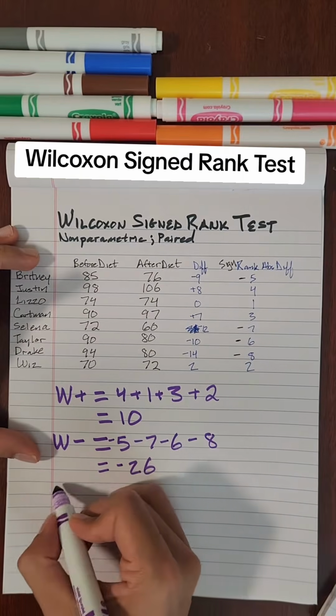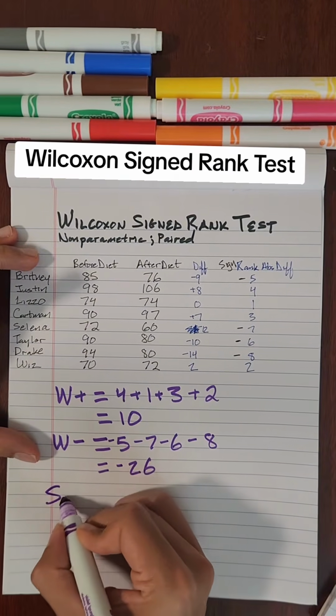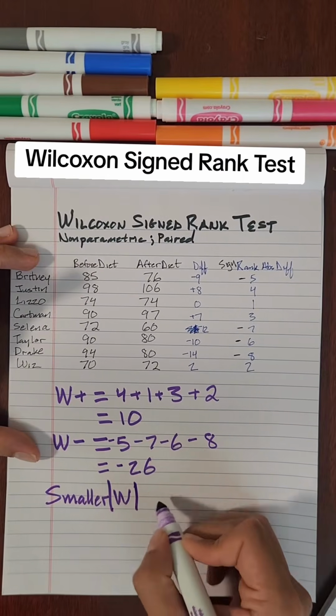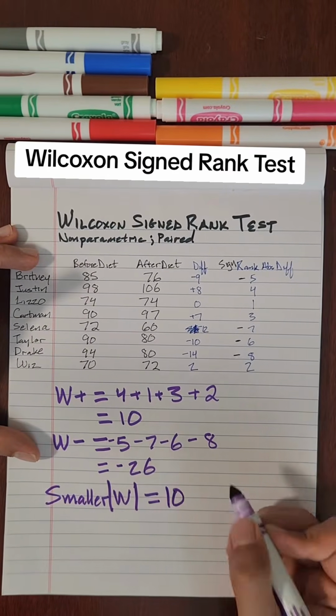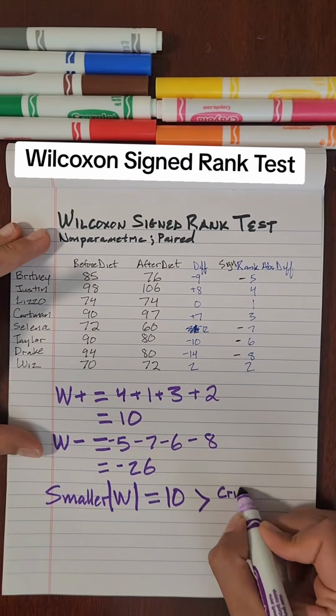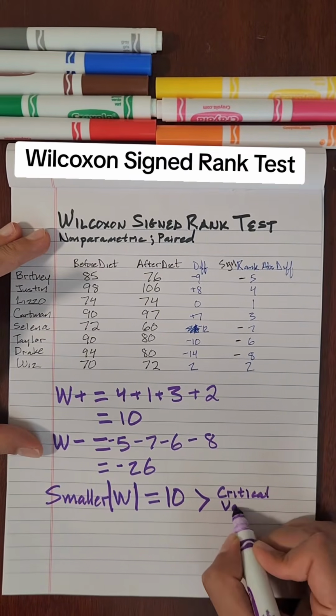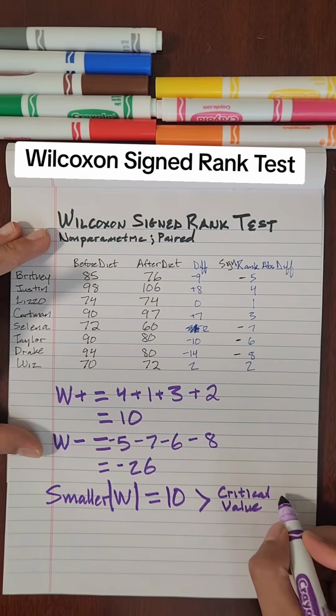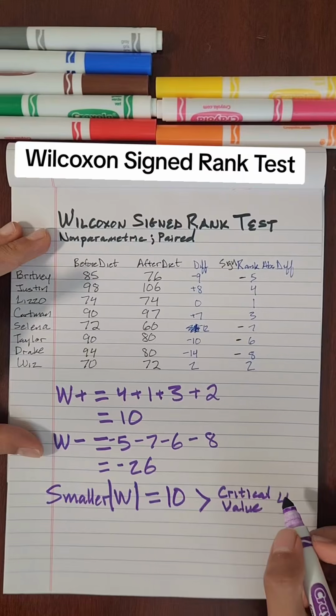And then to compare to the critical value, you want to take the smaller magnitude of the W, so let's say the absolute value, which equals the 10 here. It's the smaller value. And then 10 happens to be bigger than our critical value. In our case, we have 8 people. The critical value for 8 degrees of freedom is 4.